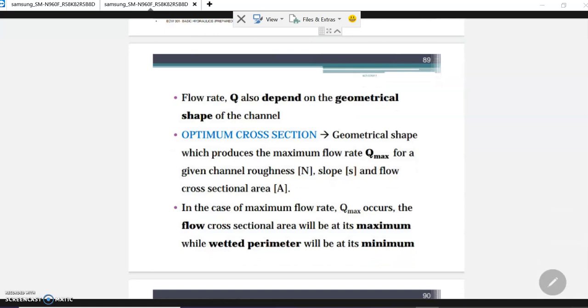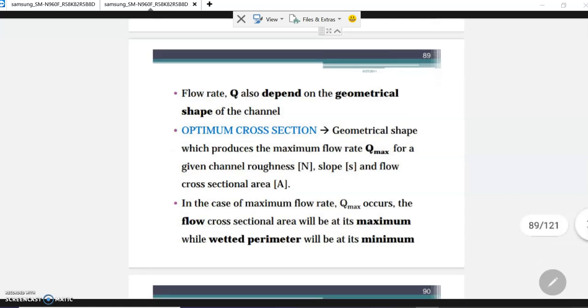When the Q depends on the geometrical shape of the channel, definitely Q equals A times V. So A is the area, the geometrical shape of the channel. Therefore, the optimum cross section can be determined by the geometrical shape which produces the maximum flow rate for a given channel roughness and slope, that is S, and also the cross-sectional area.